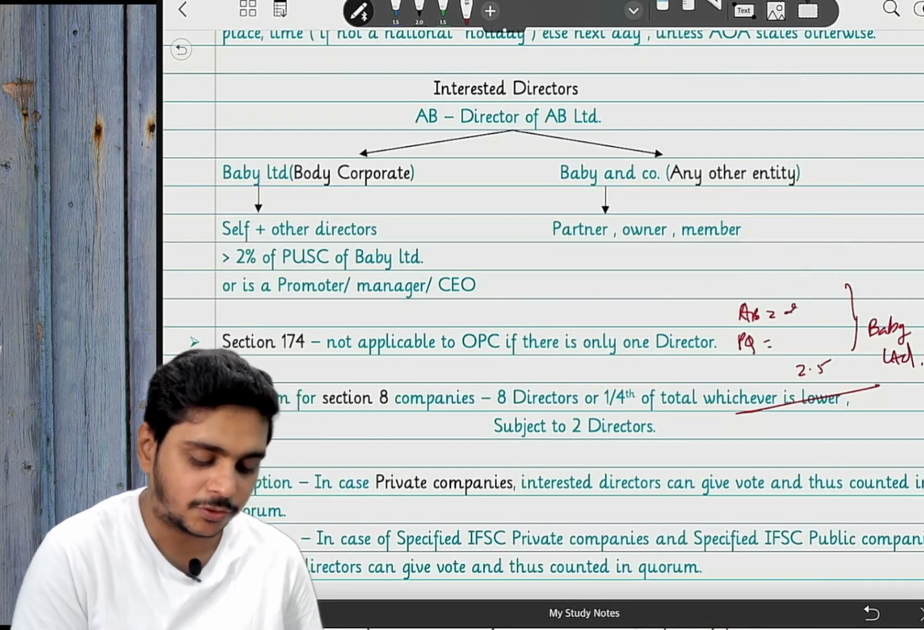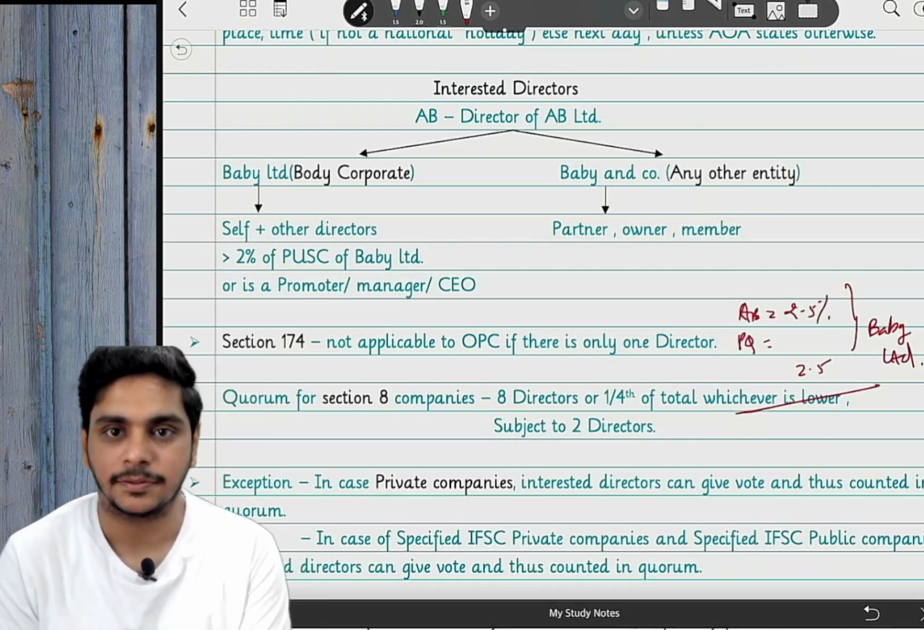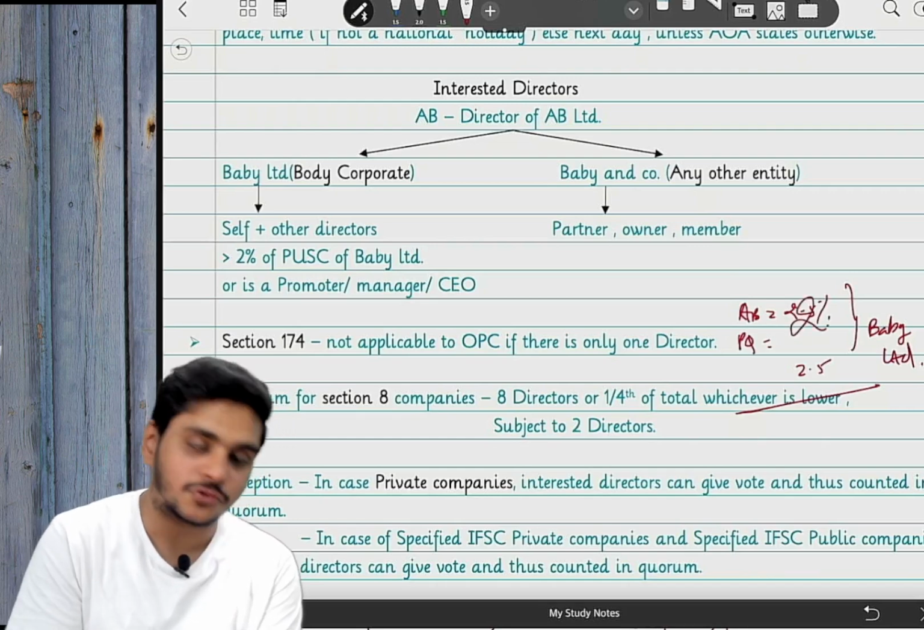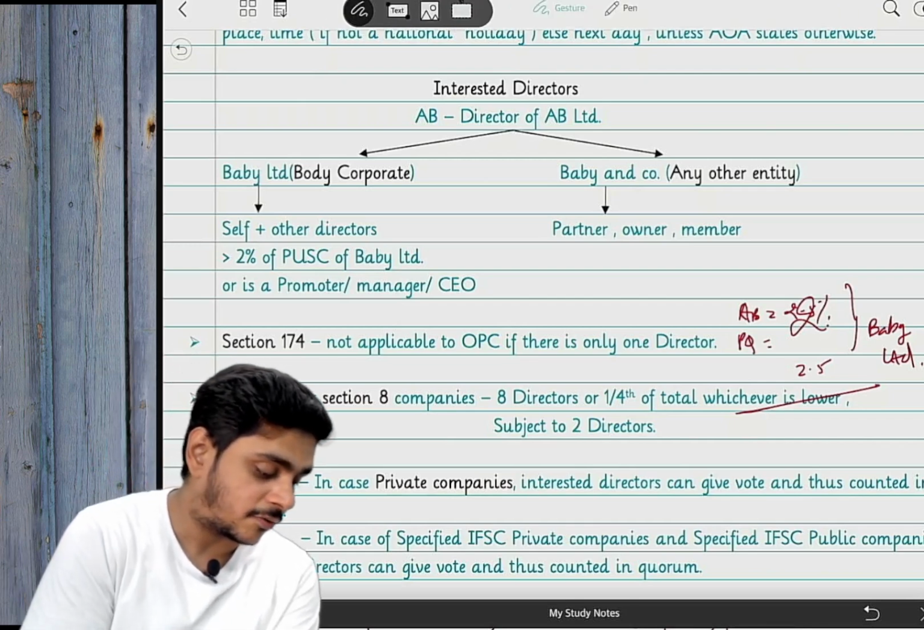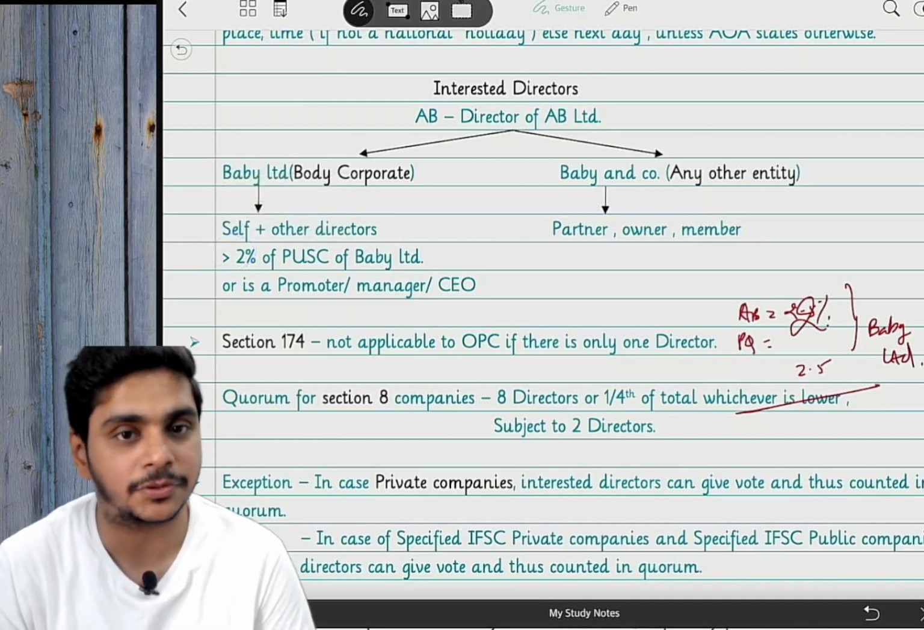Imagine AB is holding 2.5%. AB is an interested director. If AB is holding just 2%, nobody is interested. Why? Because the words are more than 2% of the paid up share capital. You have to check more than 2%.